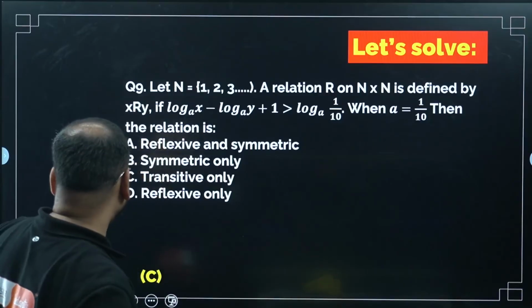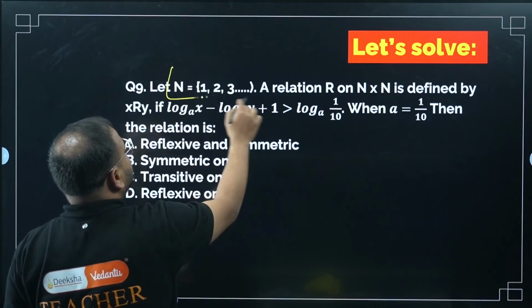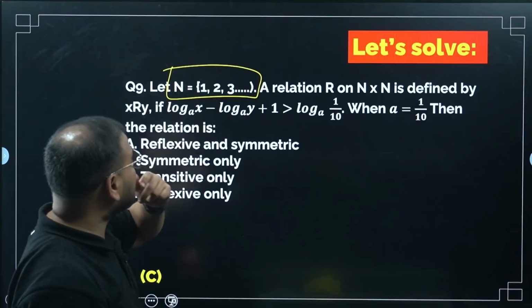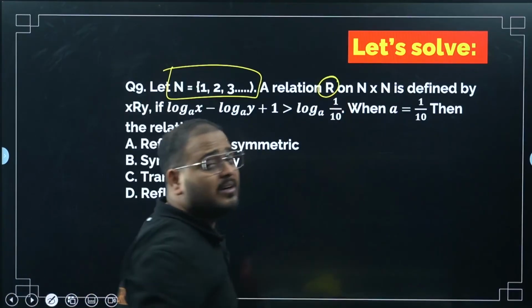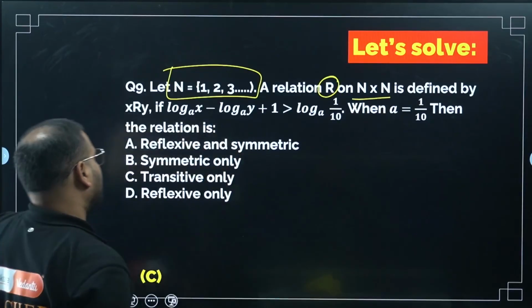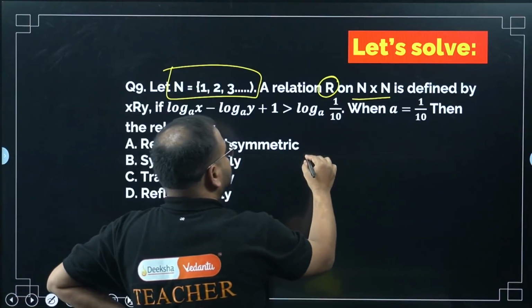Here the set is given. This is a good question. N is given as 1, 2, 3. What is it? N, all natural number sets. And relation R is defined on the set N, like N cross N. What's the relation given? This is my relation given.